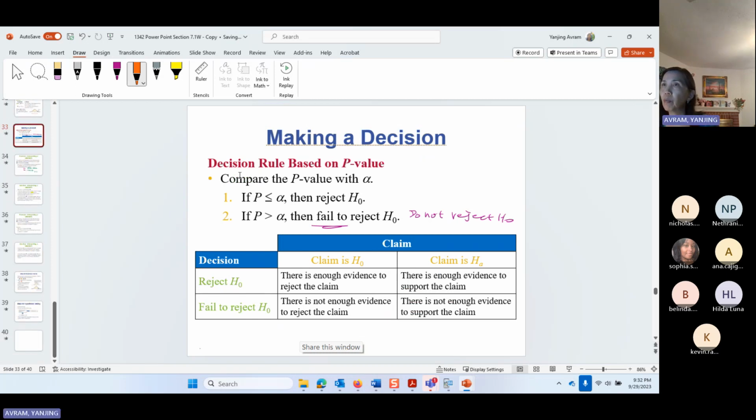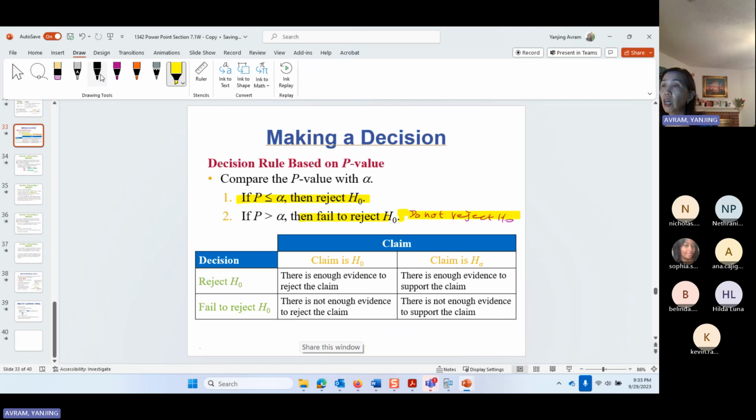We're gonna have four different outcomes in here. Decision rule based on the p-value: we compare the p-value with alpha. When p is less than or equal to alpha, you reject the null hypothesis. When p is greater than alpha, you fail to reject the null hypothesis. Sometimes we just say do not reject. These two are equivalent statements.